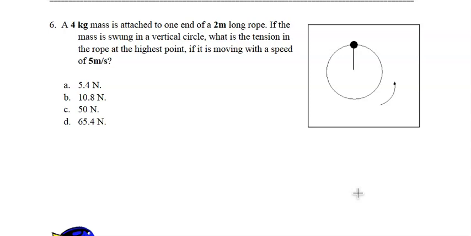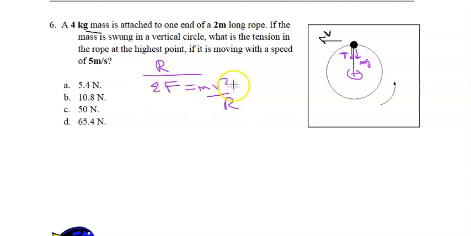All right, question 6, the first of these circular motion questions. You got a 4 kilogram mass, 2 meter long rope. So it wants to fly off tangent, and the weight is always down, and tension is always pointing towards the center of the rope. So both of those forces at the top are radially inward. So in our radial column, we're going to say that forces helping me turn are positive. Both forces are working together to turn it.